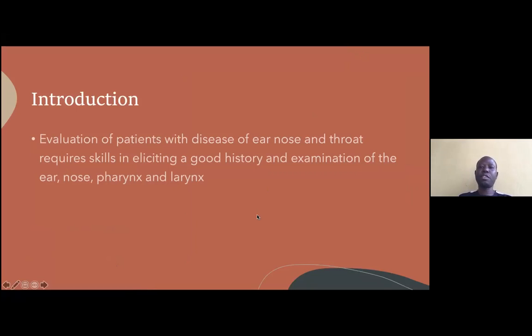Usually, evaluation of patients with disease of the ear, nose, and throat requires skills in eliciting a good history and examination of the ear, the nose, the pharynx, and then the larynx. So ENT is basically the ear, nose, and throat. The throat is about the pharynx and the larynx. We'll talk about it as we go.